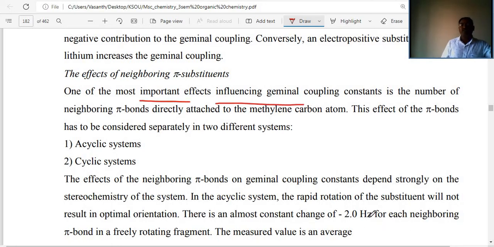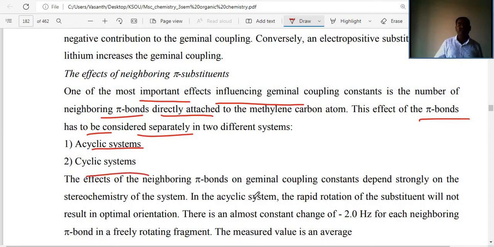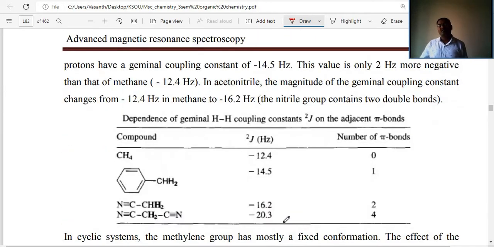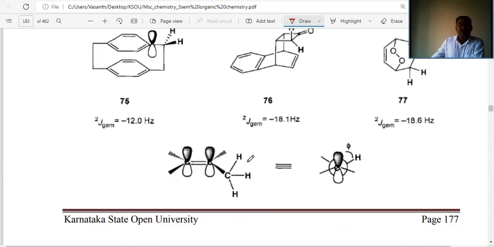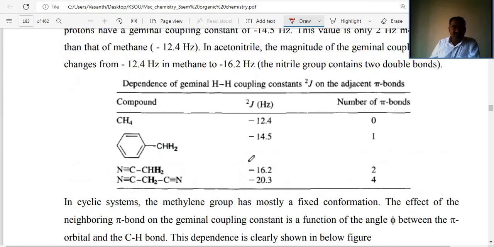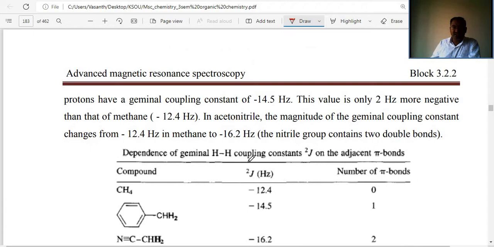One of the most important effects influencing the geminal coupling constant is the number of neighboring pi bonds directly attached to the methylene carbon atom. This effect of the pi bond has to be considered separately in two different systems: one is the acyclic system and the other is the cyclic system. These are some other examples for cyclic systems and acyclic systems.